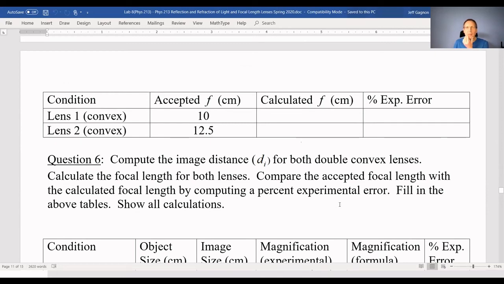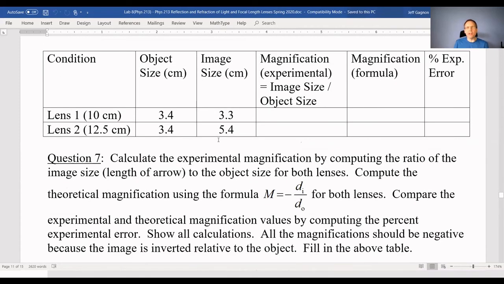Okay, then we wanted to look at the magnification. So I measured, again, and you'll see this in the video, the size of the image, that arrow, with a ruler, and I got around 3.4 centimeters for both of them, because that doesn't change. Then on the screen, when the screen was focused, I measured the size of the image, and I got 3.3 centimeters for the 10 centimeter converging lens, and I got 5.4 centimeters for the 12.5 centimeter converging lens.